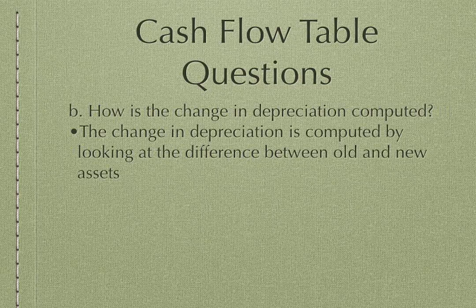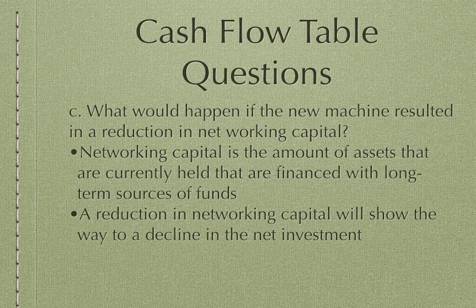For B, how is the change in depreciation computed? The change in depreciation is computed by looking at the difference between old assets and new assets. For question C, what would happen if the new machine resulted in a reduction in net working capital? Net working capital is the amount of assets that are currently held that are financed with long-term sources of funds. A reduction in net working capital will lead to a decline in the net investment.